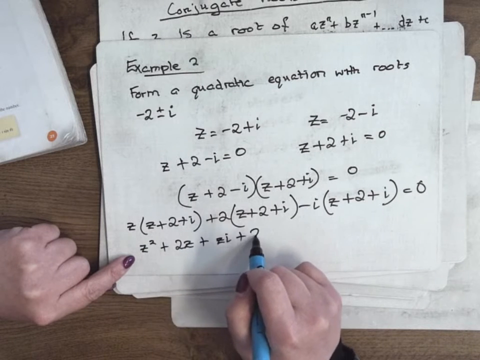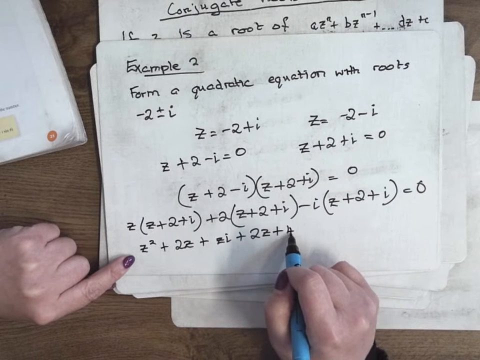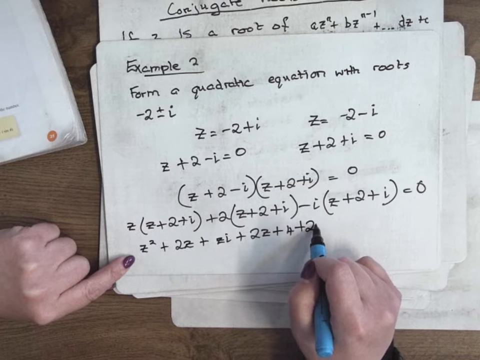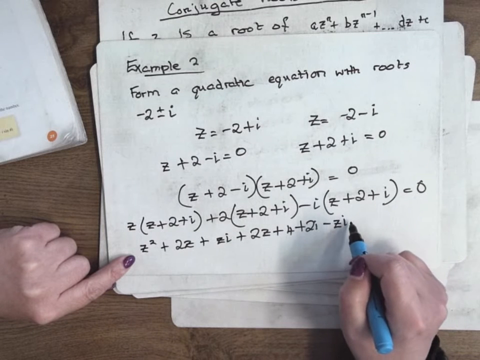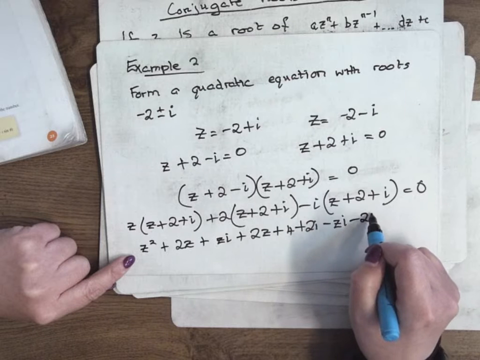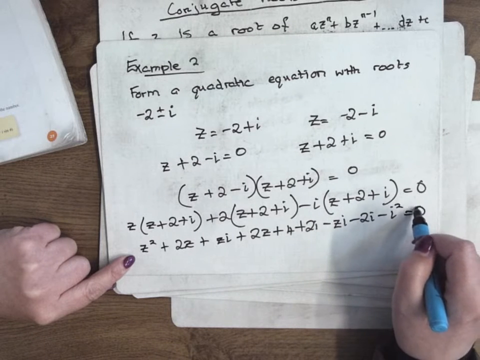plus 2z plus 4 plus 2i minus zi minus 2i minus i squared equals 0.